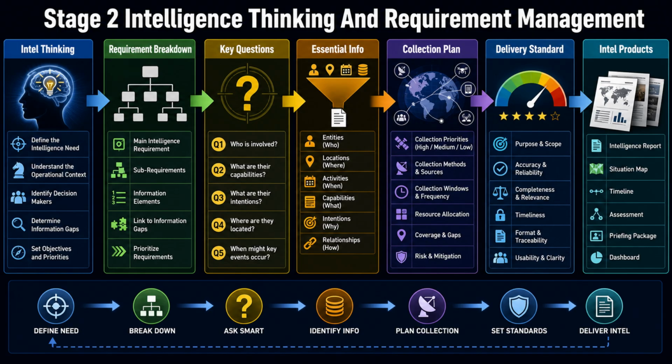Stage 2 is where we learn to think in terms of intelligence requirements. Take a vague request like, is this company reliable? Reliable for what? As a supplier, a partner, an investment target, a source of information. Each version requires different evidence. This stage teaches you to break that broad request into key questions and essential information needs. You will see terms like intelligence cycle, PIR, EEI, collection plan, intelligence products, and confidence language. They may sound formal at first. Their job is very practical: keep the investigation from drifting.